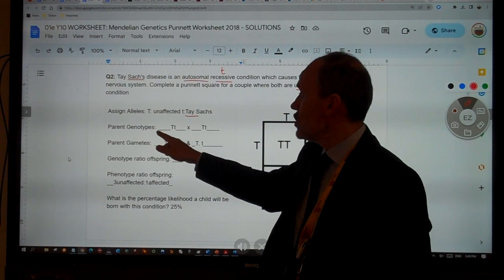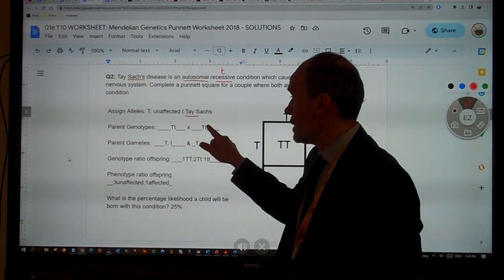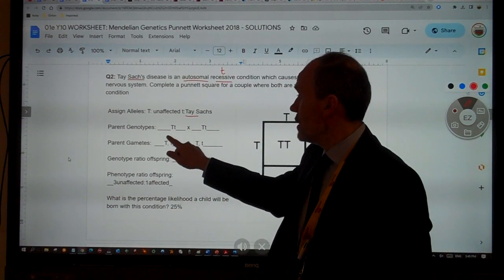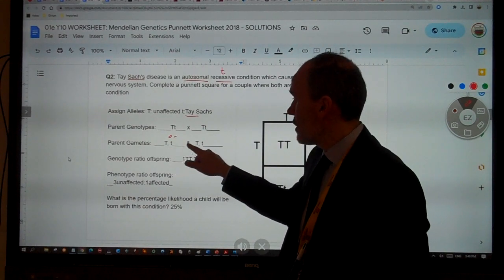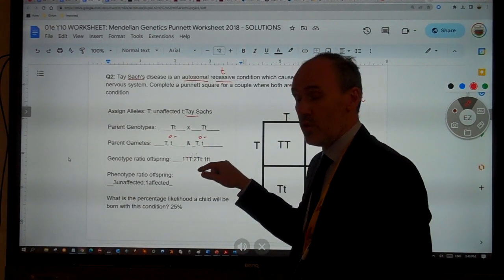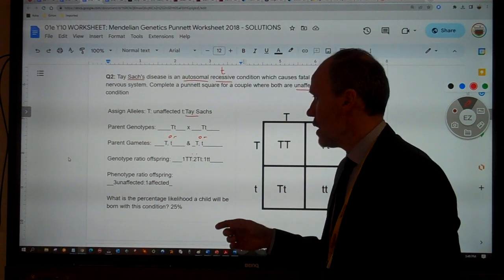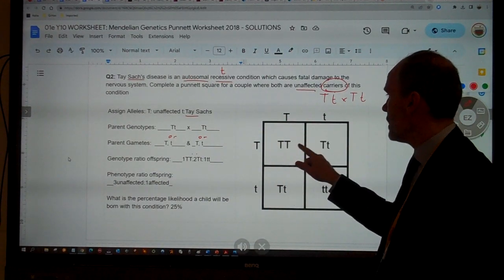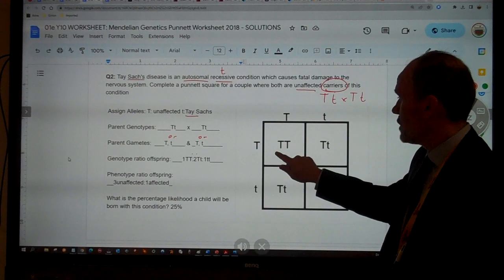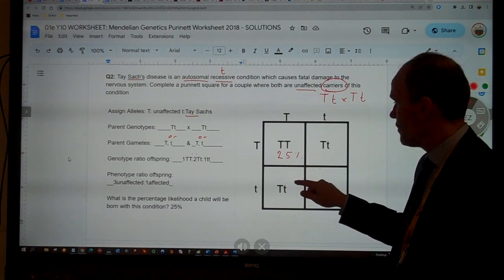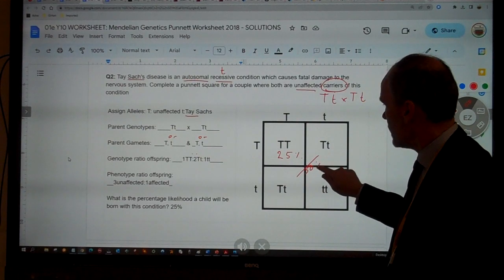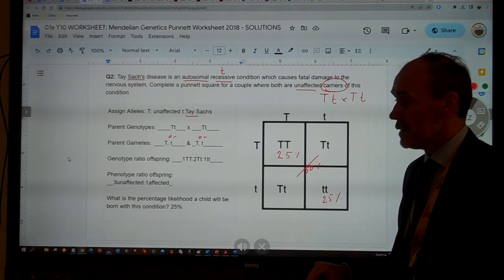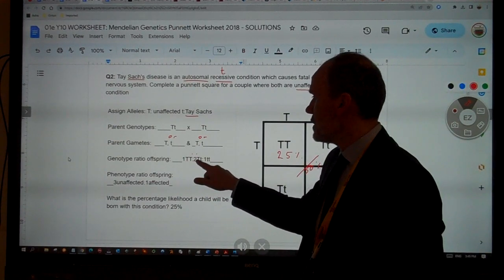The genotypes, the genes that the parents have, big T, little t, and big T, little t. What can they pass on to offspring? Well, it could be big T or little t from parent 1, and the same for parent 2, big T or little t, one or the other. And now we're starting to get our Punnett square. There's our Punnett square, and there's our ratio. Now we've seen this one before. So we've got 25% big T big T, 50% big T little t, and 25% little t little t, and that's what we've written here, but we used 1 to 2 to 1.